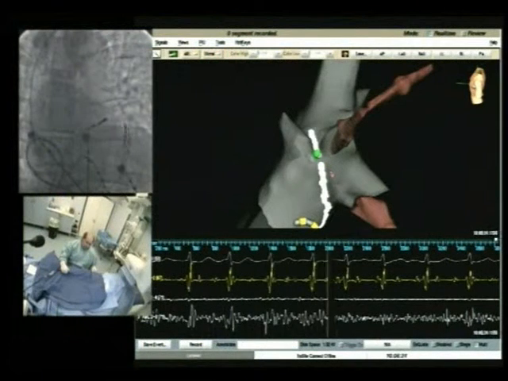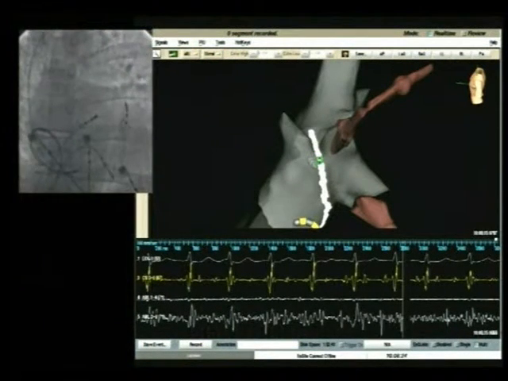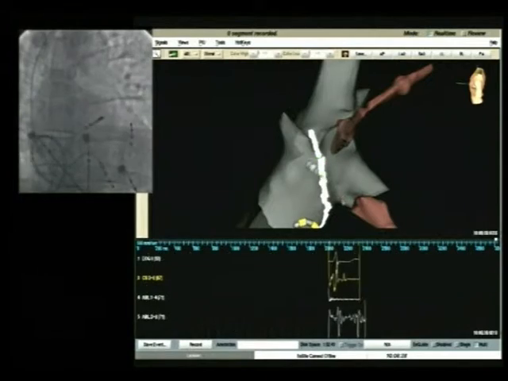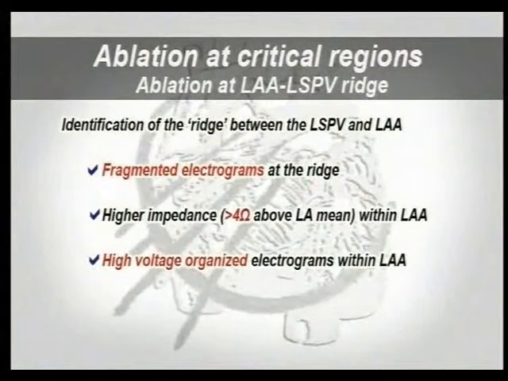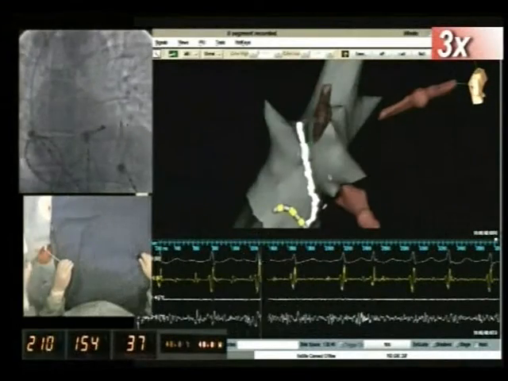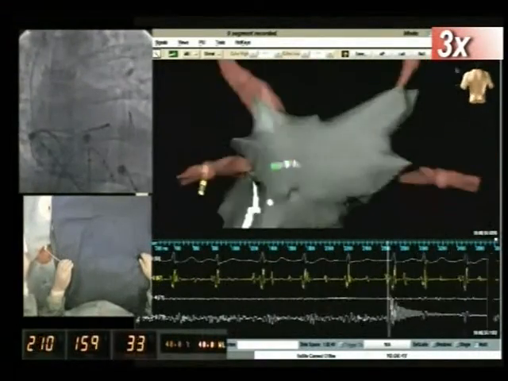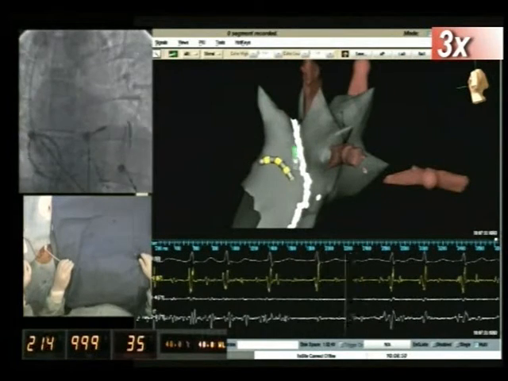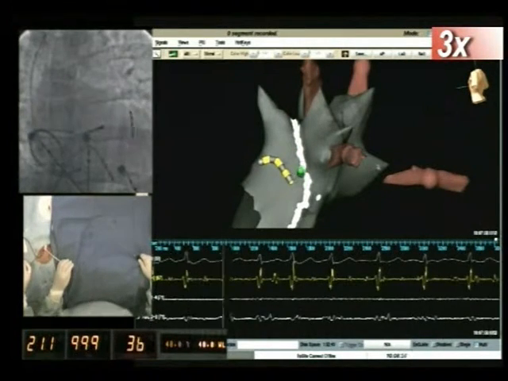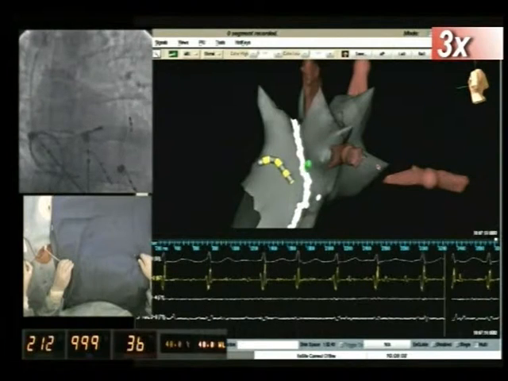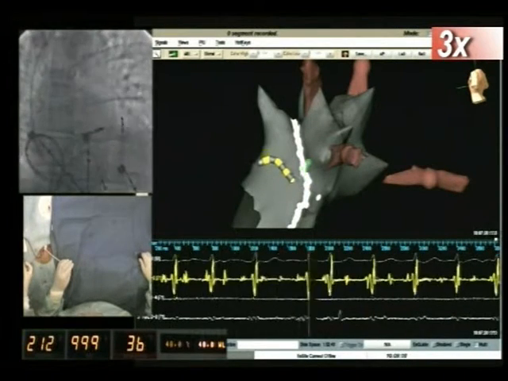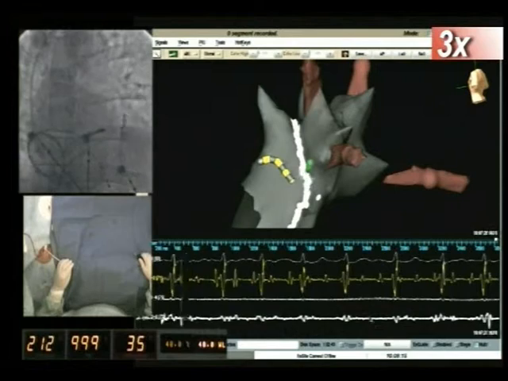The ridge between the left atrial appendage and the left superior pulmonary vein is a challenging site. In this critical region, there are fragmented electrograms at the ridge, higher impedance and high voltage organized electrograms within the left atrial appendage. If the ridge is narrow, its ablation may result in residual gaps. Potential abatements or double potentials are seen along the lesion lines, confirming the block.